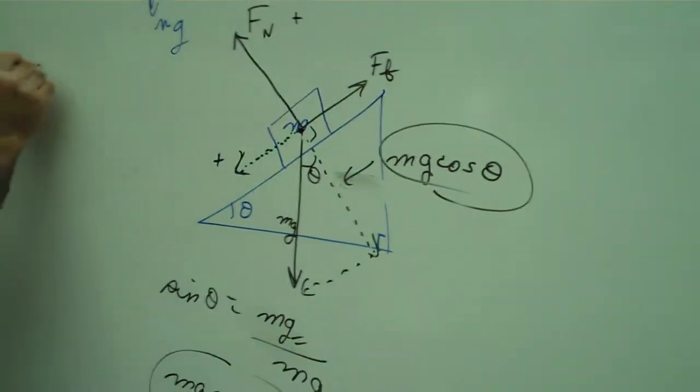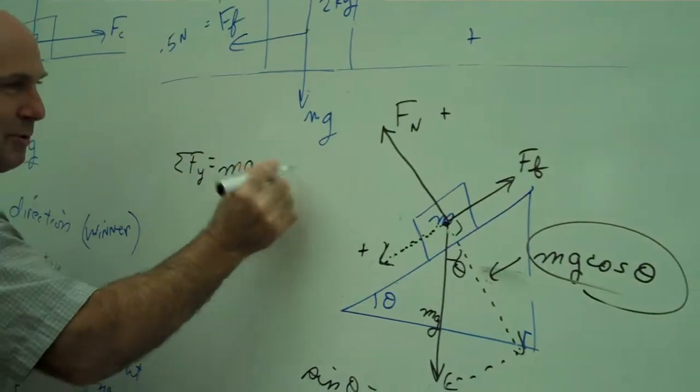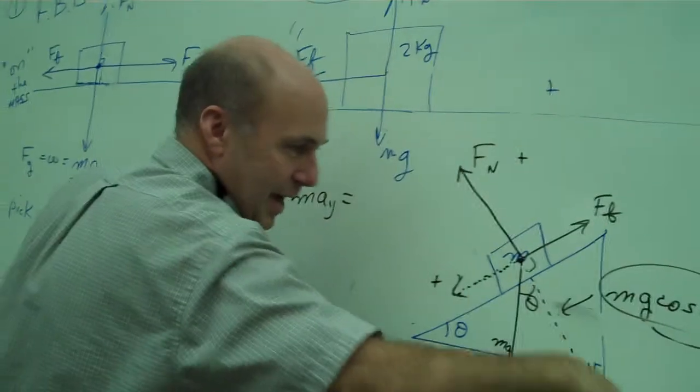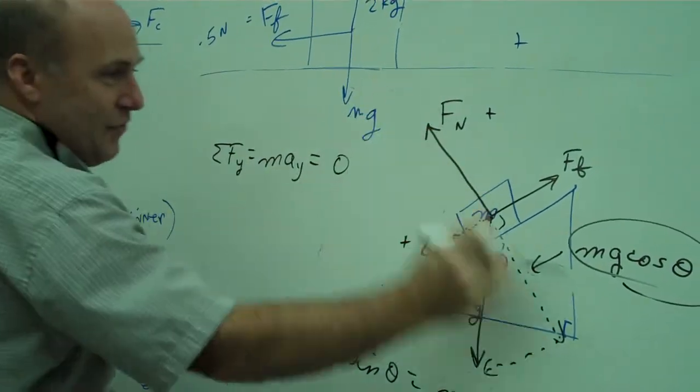Now we're ready to do step 4. Sum of all the forces in the y-axis cause the mass to accelerate in the y-axis. But nobody's winning. Normal force and mg cosine theta, nobody's winning. So there's no acceleration this time in this direction.